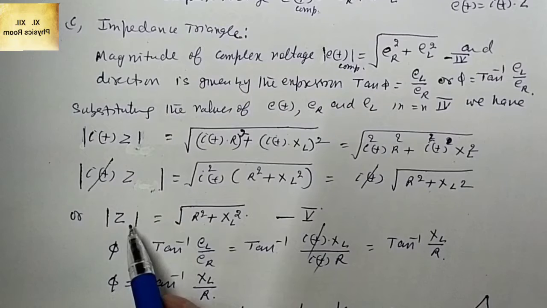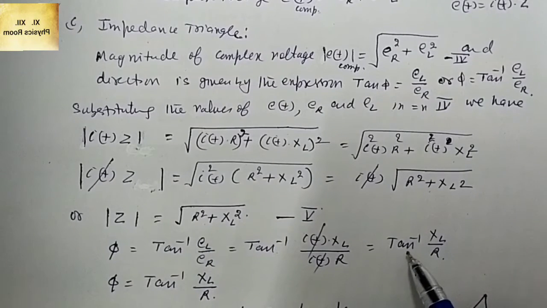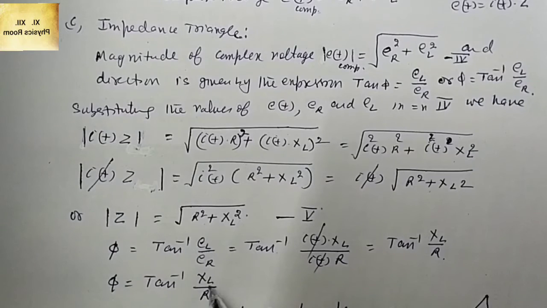Now this is the magnitude of the complex impedance. Now the direction: phi is equal to tan inverse E_L by E_R, and it is equal to tan inverse I(t) X_L by I(t) R. I(t) cancels, so we are left with phi equal to tan inverse X_L by R.